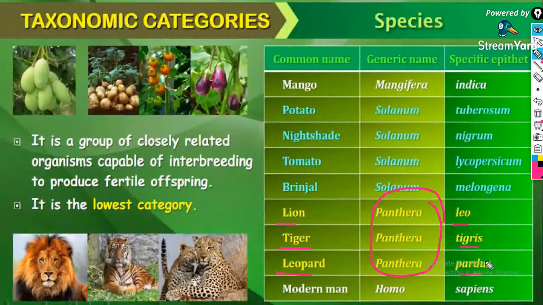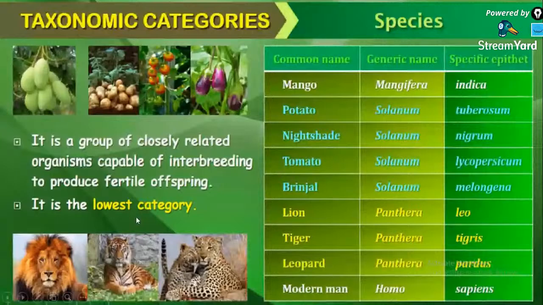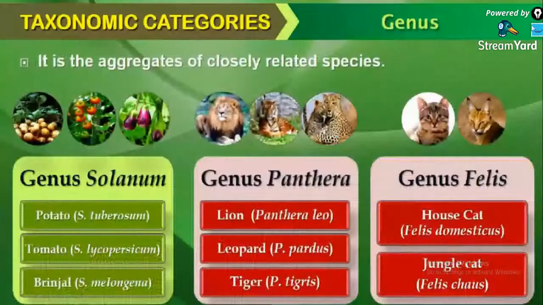Last one is modern man. You have the Homo sapiens. Homo is the generic name and sapiens is the specific epithet. Yes. Next, we are going to discuss genus.